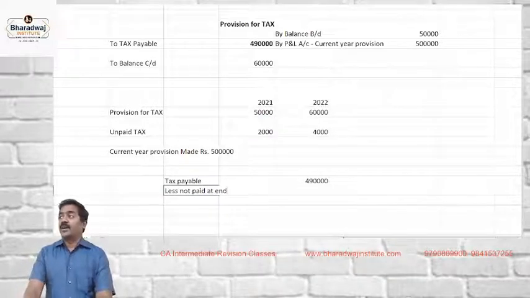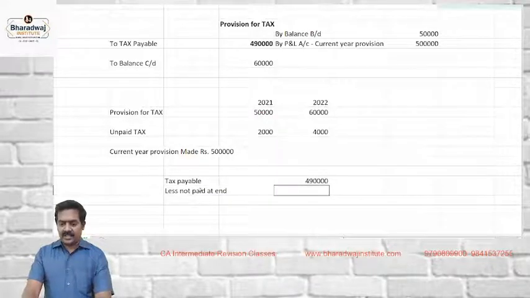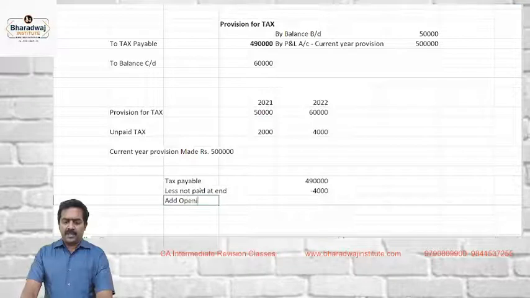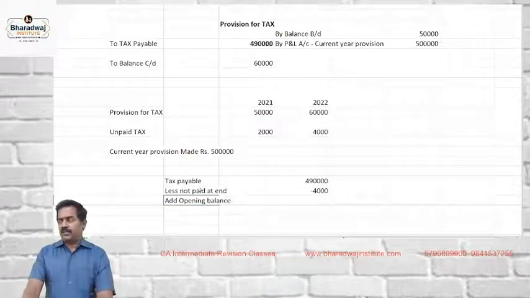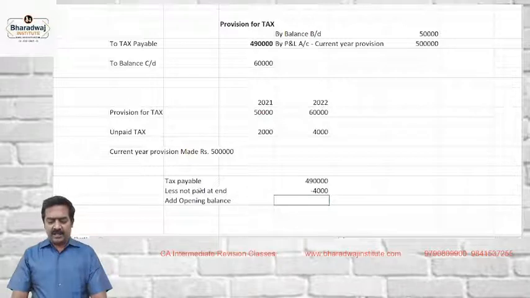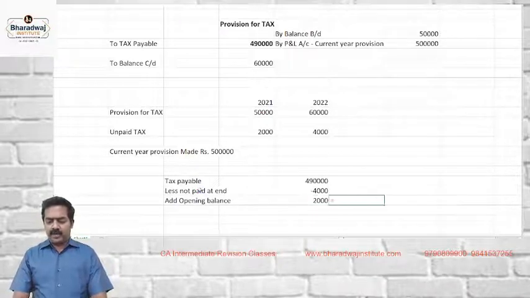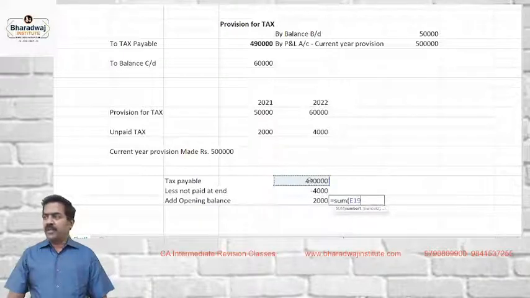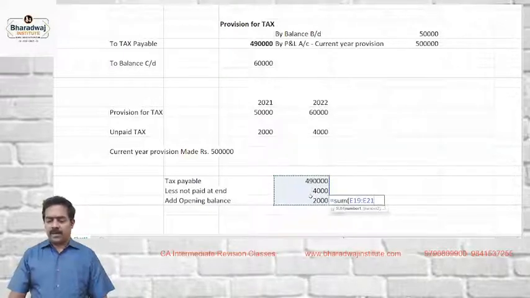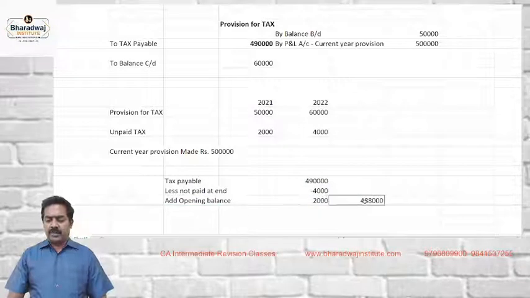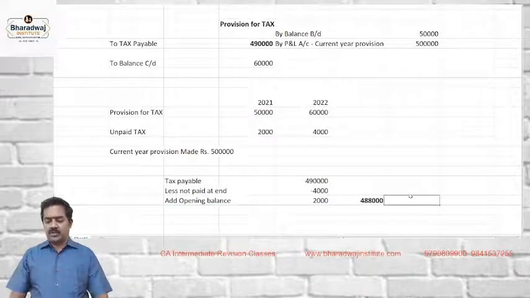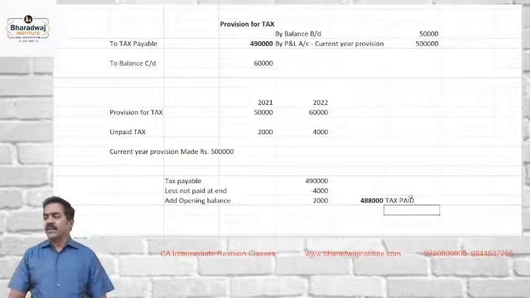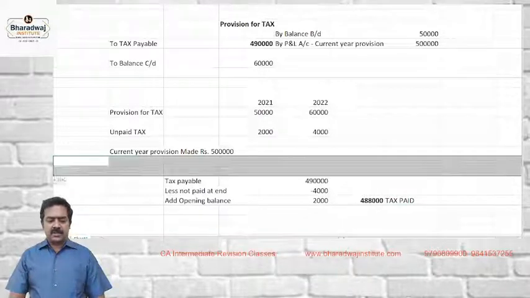Please remember, we are not doing accrual basis. We are doing cash basis. What is not paid? 4,000. Add the opening balance. They would have paid it, because you cannot keep it for 2 or 3 years. They would have paid how much? 2,000 opening balance. So how much is paid? Out of 4 lakh 90, 4,000 is not paid. The opening balance they would have paid in the current year. What is the amount paid? 4 lakh 88,000. This you have to show as tax paid in which activity? Operating activity. Please note this, then we will proceed.